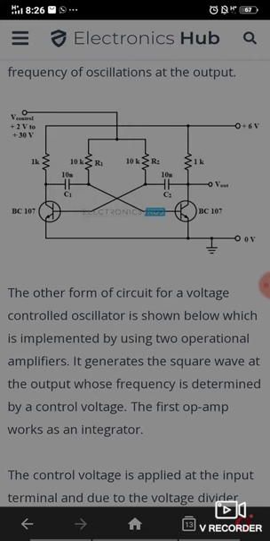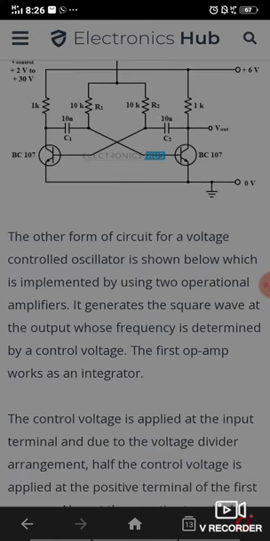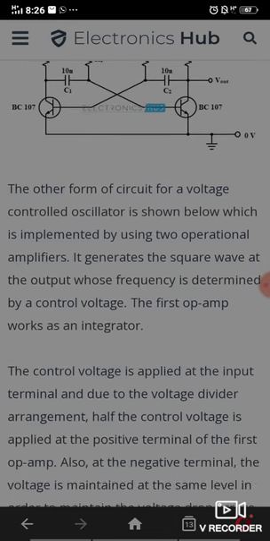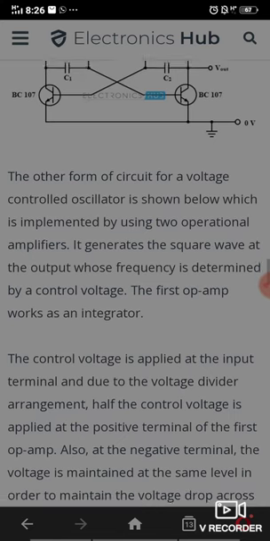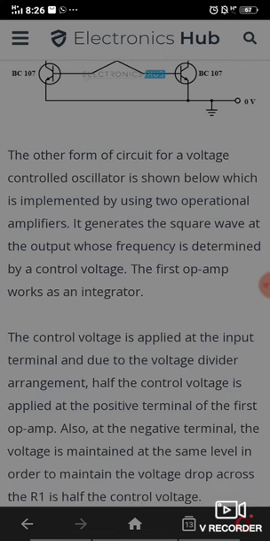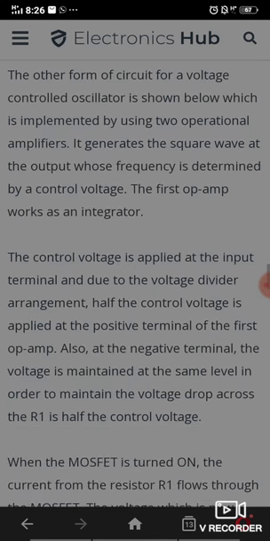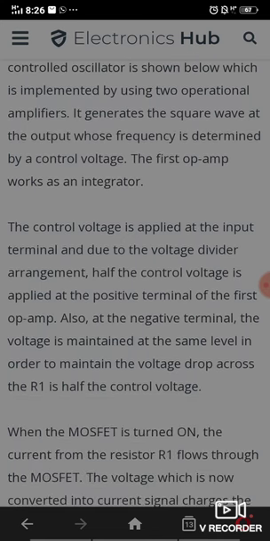The control voltage is applied at the input terminal, and due to the voltage divider, half of the control voltage is applied at the positive terminal of the first op-amp. Also at the negative terminal, the voltage is maintained at the same level. In order to maintain this, the voltage drop across R1 is half the control voltage.